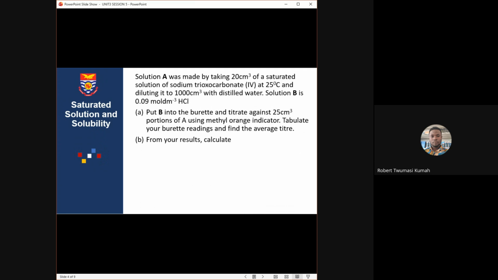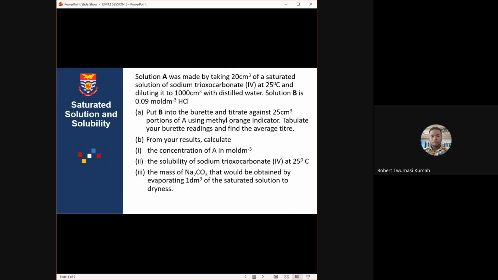We are starting with a question, and we need to go through the question well. Solution A was made by taking 20 cubic centimeters of a saturated solution of sodium carbonate, which was then diluted to 1,000 cubic centimeters, whilst B, our titrant, was 0.09 mole per dm cubed. We are going to start our solution from B, but let's try to understand A very well.